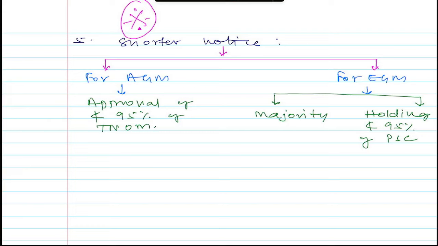EGM is not like that. First, a majority of 51% should say yes. If 100 are there, how many is the 50? More than a majority means more than 50, which means 51. You can't cut a person in half. 51% of 100 means 51. First 51 should say yes. Those 51 saying yes should hold 95% of the capital. Understood the point or not? That's why majority and holding. Majority means more than 50% in head count should say yes. That yes-saying majority should hold 95% of the capital. Both conditions should be cumulatively satisfied.